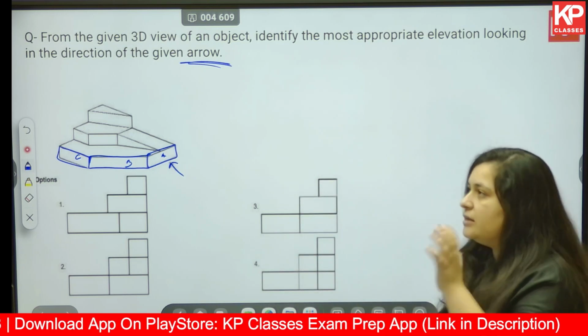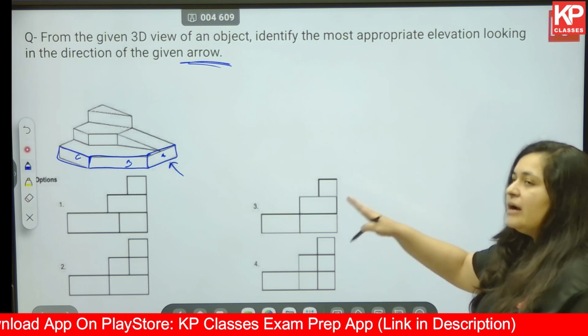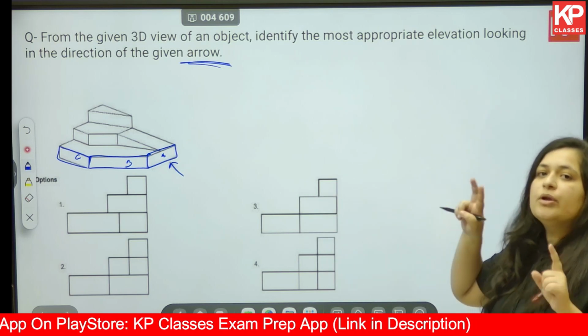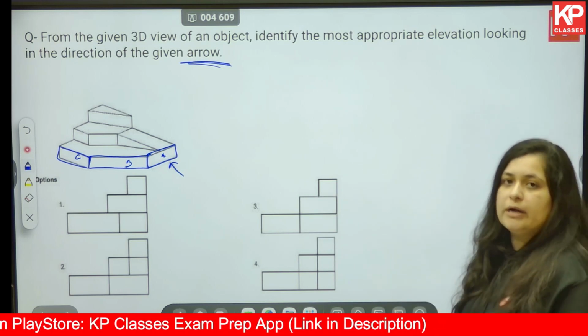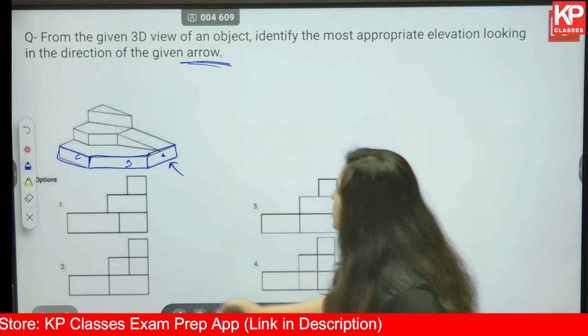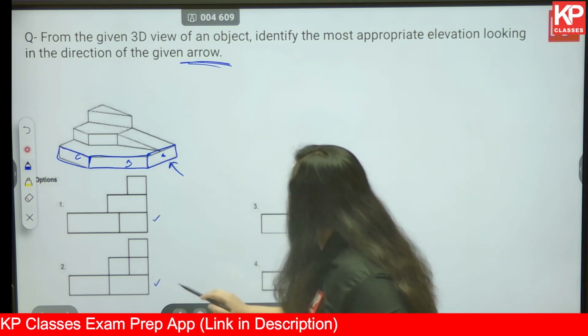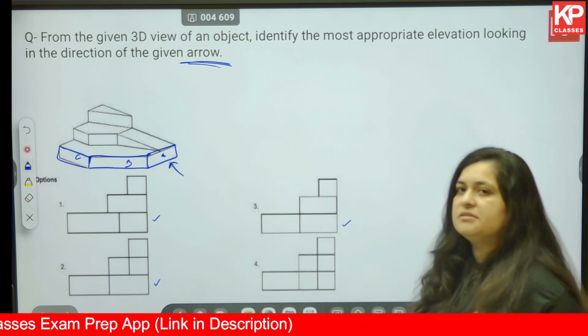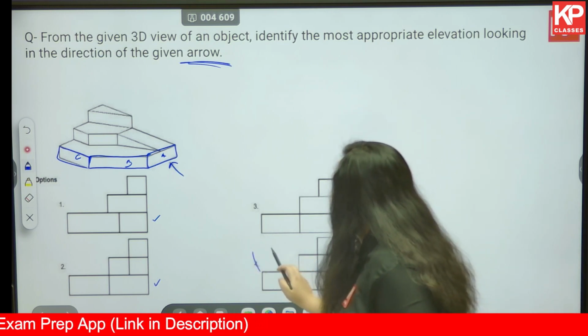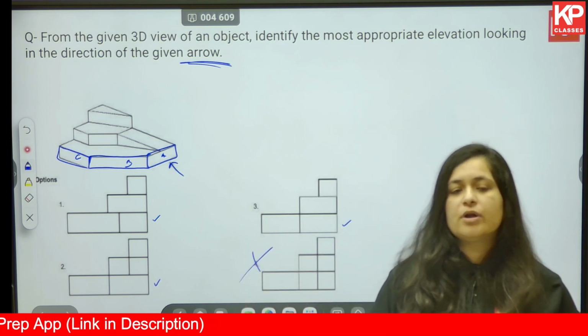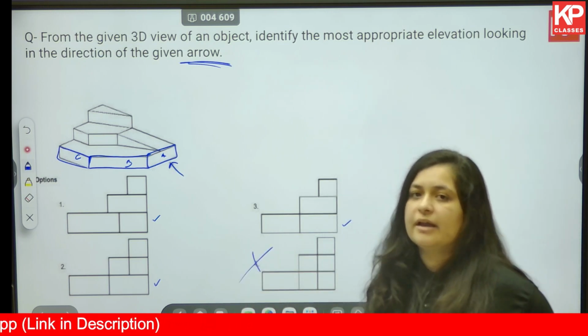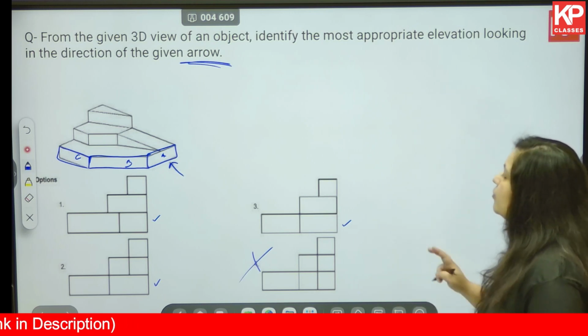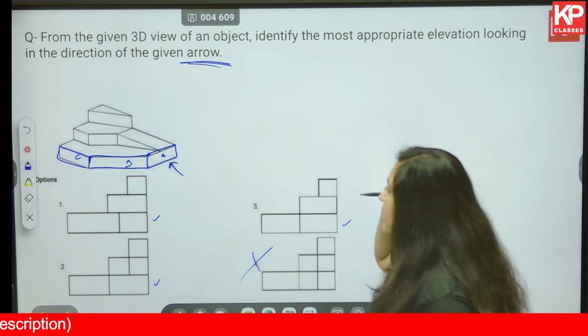So by this understanding, what do we have? At the bottommost level, we are going to view only two quadrilaterals, not three. Okay, so two quadrilaterals and two quadrilaterals. This makes sense. But the fourth option, where we have four quadrilaterals, that is incorrect. Okay, now moving on to the second level.